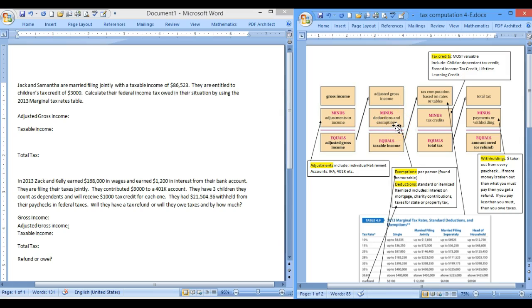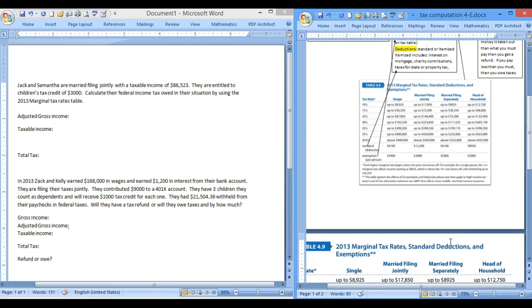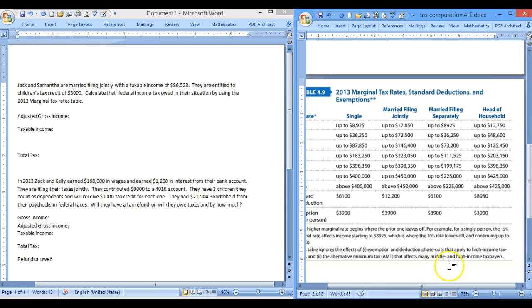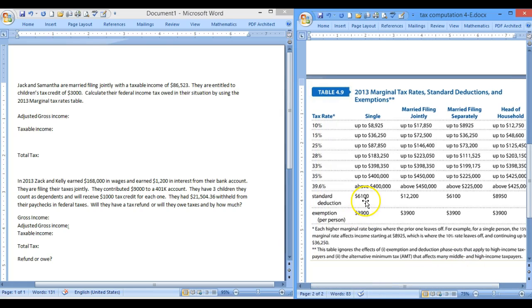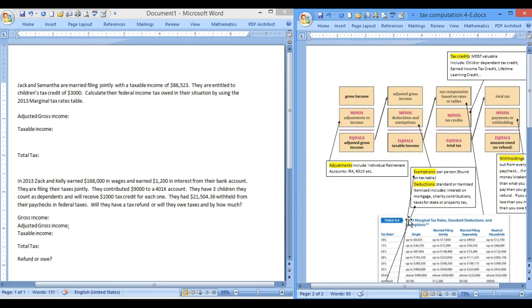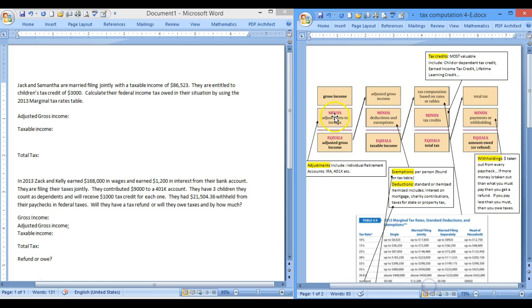These are found on the tax table, and it's kind of small here. I do have a larger version down here. The standard deduction for single is here. We're doing married filing jointly, which is $12,200. Exemptions per person, $3,900 here. And so what we need to remember is that they've already done that in this problem by subtracting the exemptions and the deductions. They've already given us the taxable income. So we don't have to go through all that. The only thing we need to worry about is computing the taxes using the table.